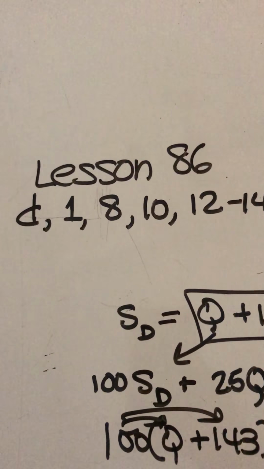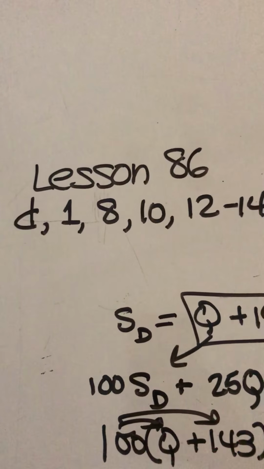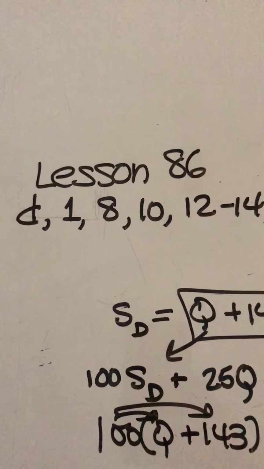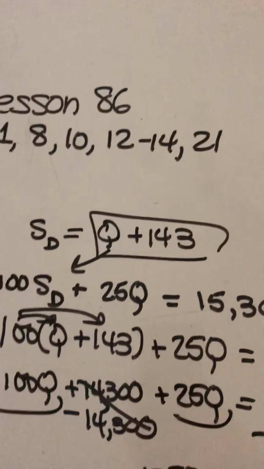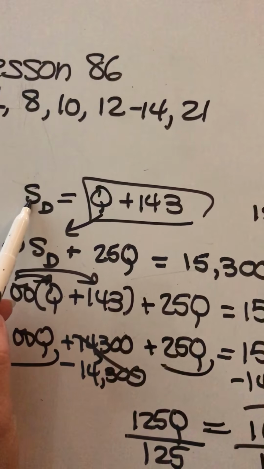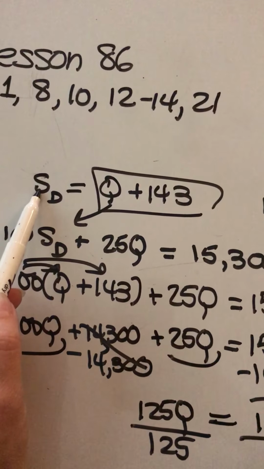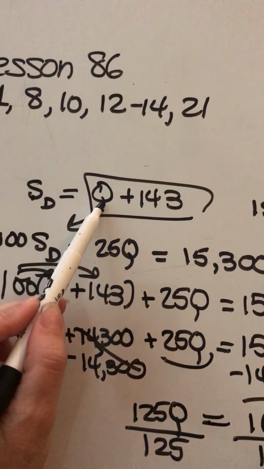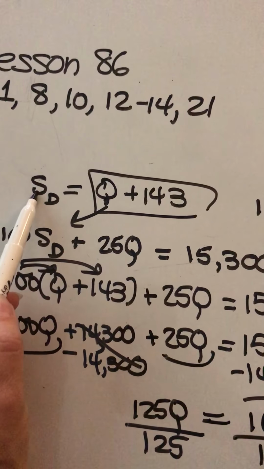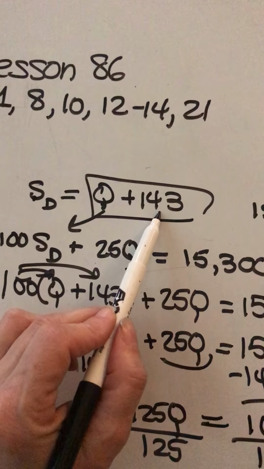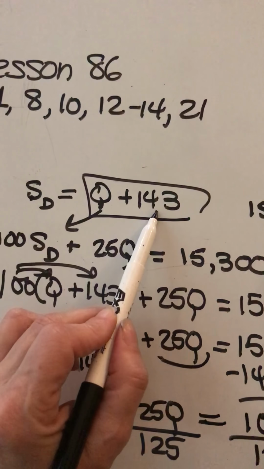This is lesson 86. I'm going to come back to D in a minute. Let's start with 1. I've already started working it on the board. So it says I have Susan B. Anthony dollars. And I have 143 more of these Susan B. Anthony dollars than quarters. So I chose to write Susan dollars equals quarters plus 143.